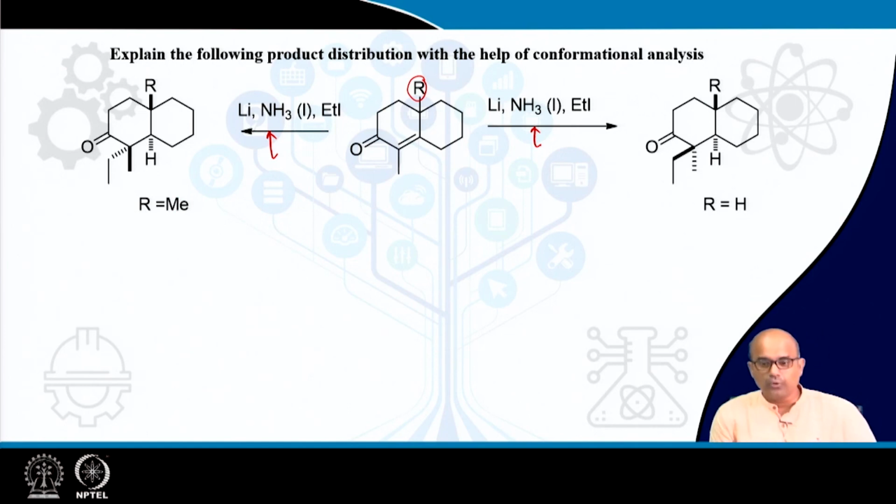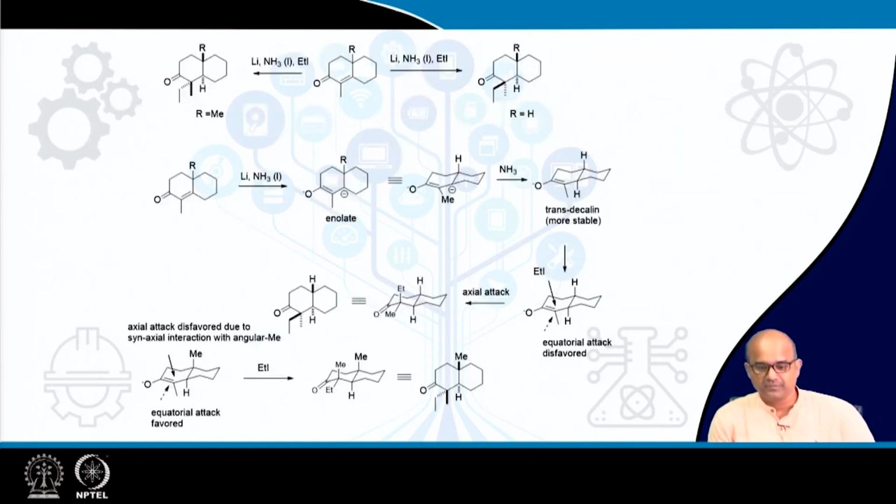So, let us go to exactly what is happening here. In the first case, when R is methyl, let us talk about it one by one. First, the initial compound, an alpha beta unsaturated ketone, you treat with lithium liquid ammonia, single electron transfer, and you basically get the enolate.